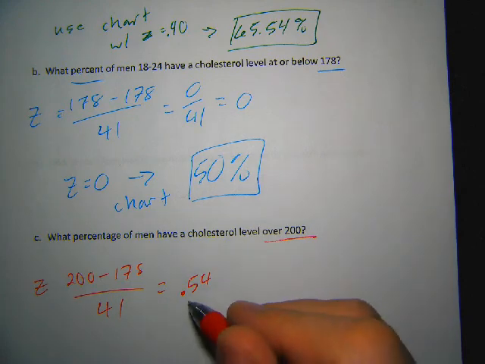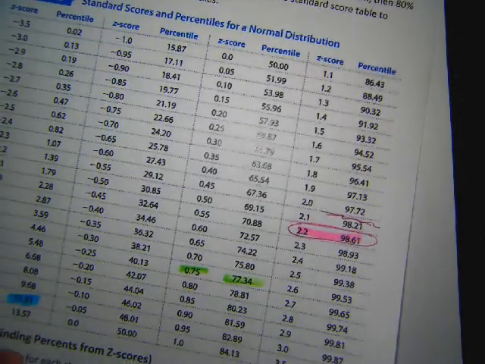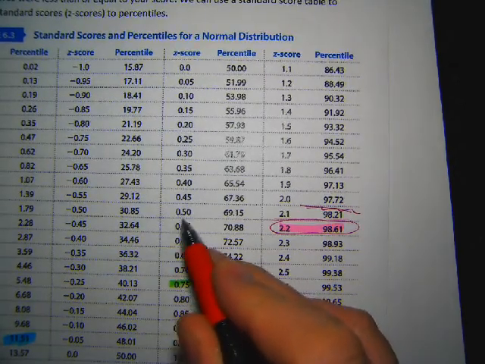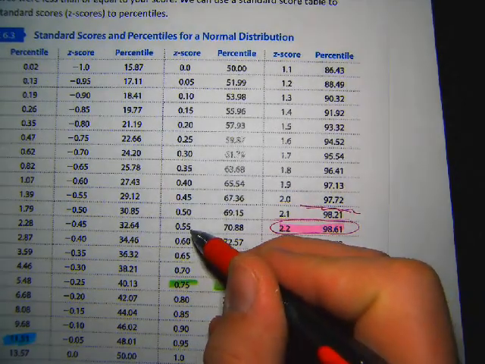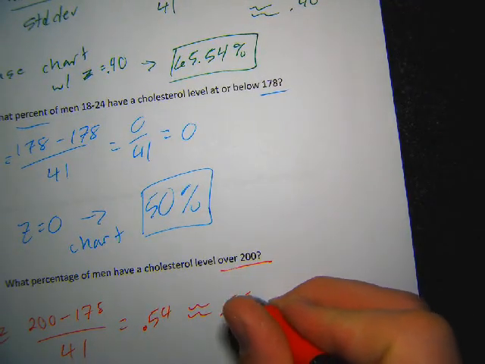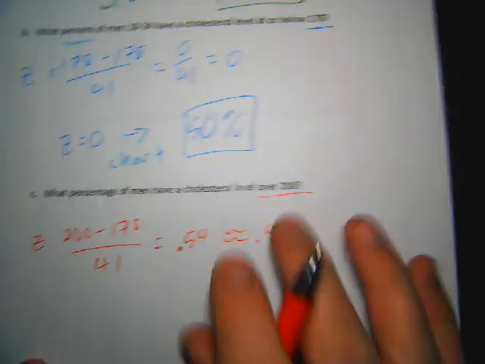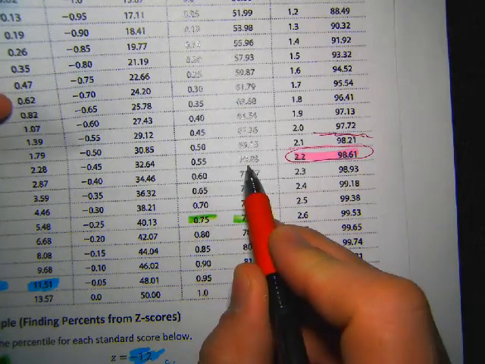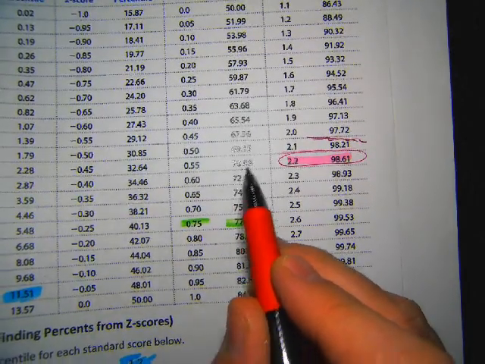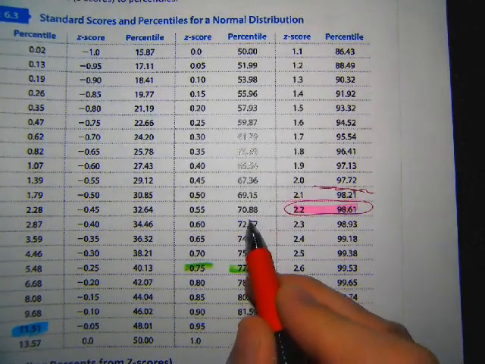That would be what we use to find their percentile from the chart. But the problem is 0.54 is not on the chart, right? We have 0.50, we have 0.55. So I look at what we're closer to. And 0.54 is a little bit closer to 0.55 than it is 0.50. It's not exactly, but it's closer to 0.55 than 0.50. And so using that fact, we'll go to 0.55 and say he has 70.88 for the percentile.